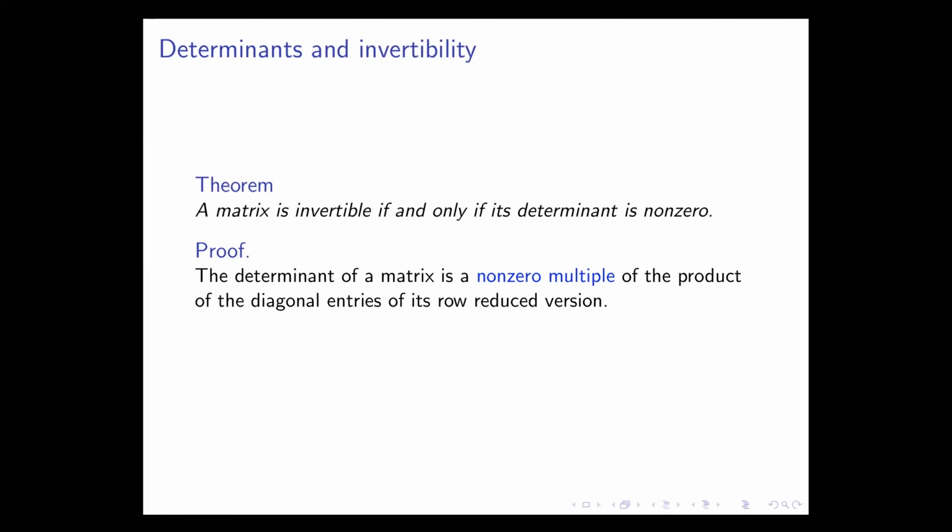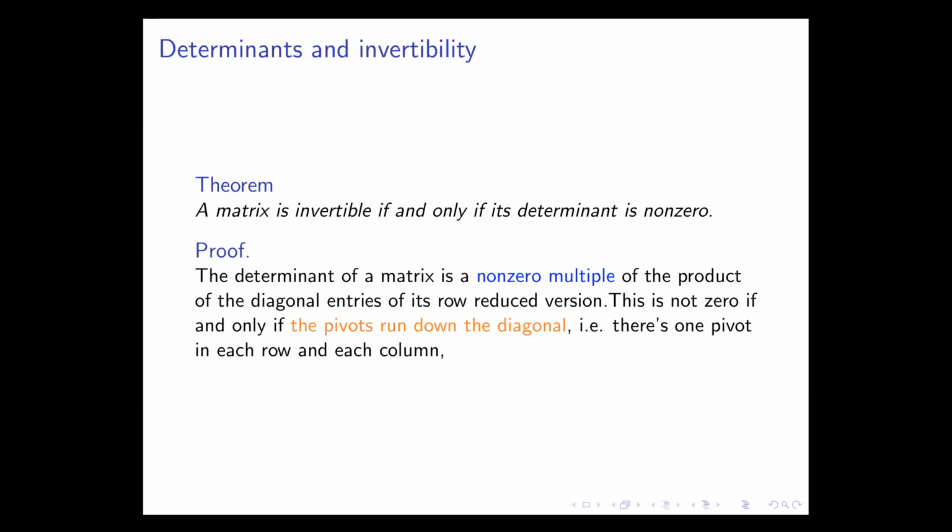Now, invertibility. Theorem: a matrix is invertible if and only if its determinant is non-zero. Proof: the determinant of a matrix is a non-zero multiple of the product of the diagonal entries of its row-reduced version. And of course, it's not zero if and only if the pivots run down the diagonal. That is, there is one pivot in each row and each column. And that means that it's invertible. It's as simple as that.